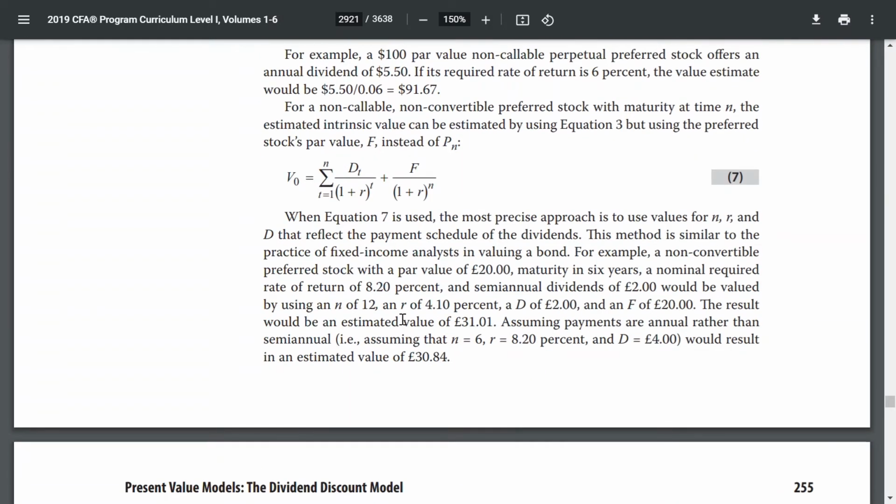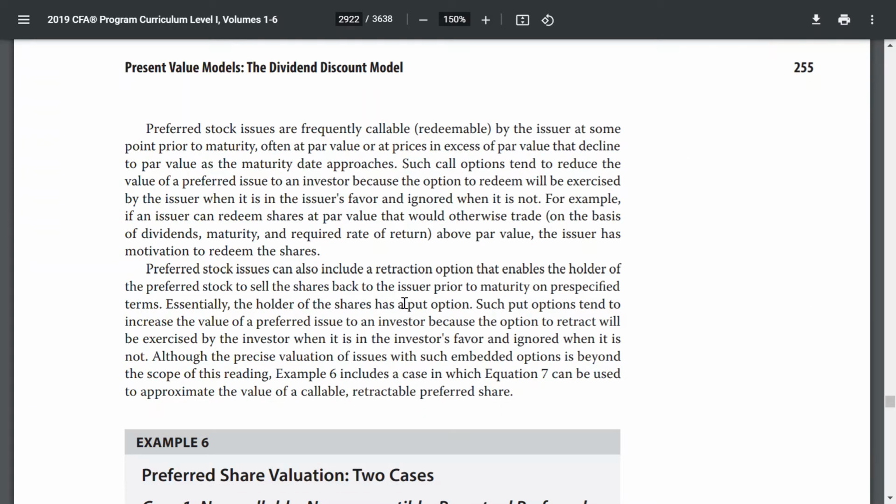Preferred stock issues are frequently callable or redeemable by the issuers at some point prior to maturity, often at par value or at prices in excess of par value that decline to par value as the maturity date approaches. Such call options tend to reduce the value of preferred issues to an investor, because the option to redeem will be exercised by the issuer when it is in the issuer's favor. For example, if the issuer can redeem shares at par value that would otherwise trade above par value, the issuer has motivation to redeem the shares.